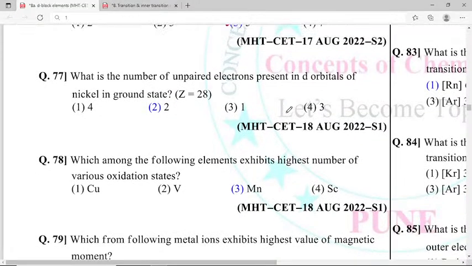What is the number of unpaired electrons present in the d subshell of nickel in the ground state? This is 3d8 4s2. So it has 2 unpaired electrons.